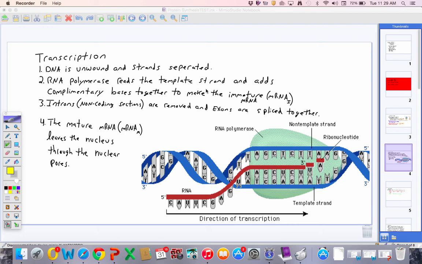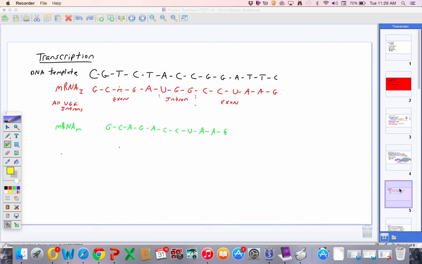So the introns need to be removed, and what's left over are exons. The exons are spliced together. The exons are the piece of the RNA that are actually going to code for the protein. And then the mature mRNA leaves the nucleus through the nuclear pores.